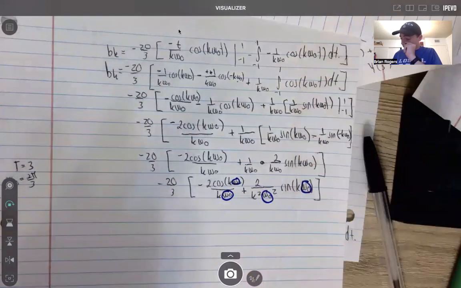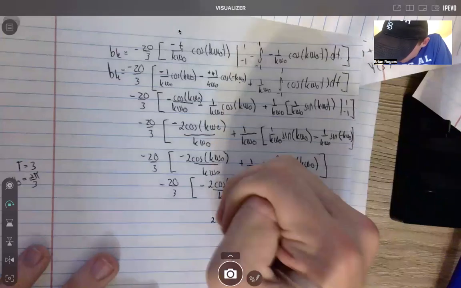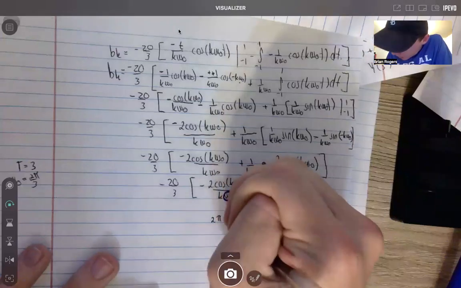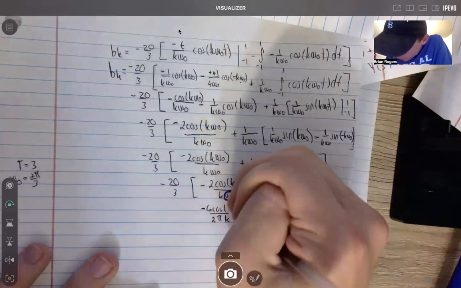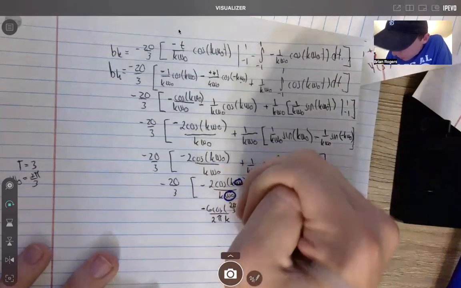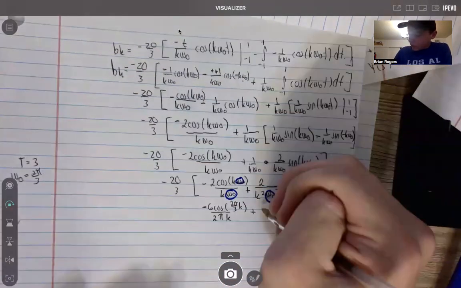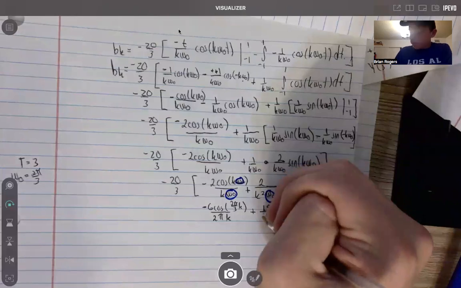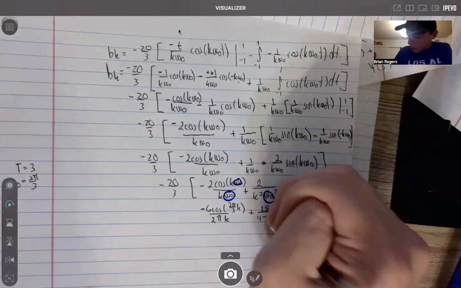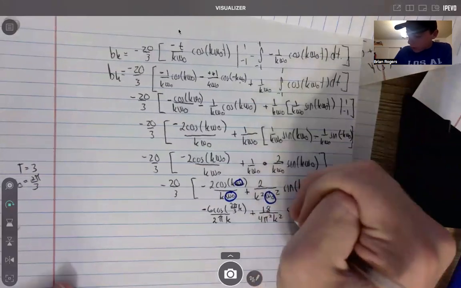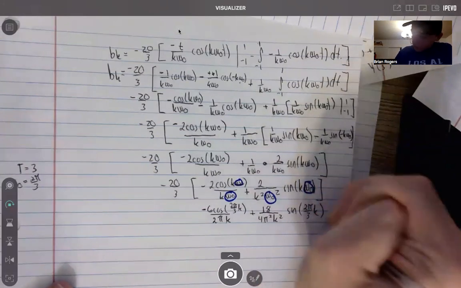So 2 pi over 3, we plug that into the denominator. What's going to happen is it's going to be 2 pi, and then the 3 is going to come to the numerator, so it'll be -6 cosine 2 pi over 3, plus 9, so that'll be 18, all over 4 pi squared k squared, then sine of 2 pi over 3k, then -20 over 3.